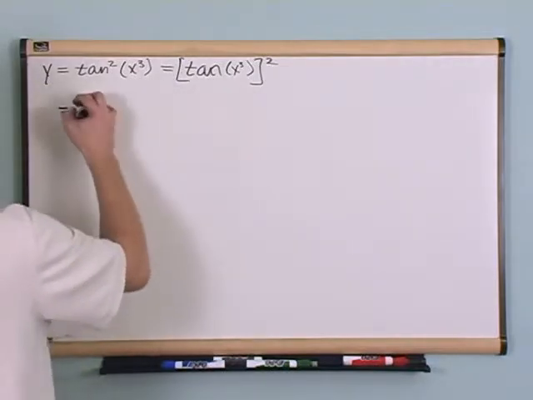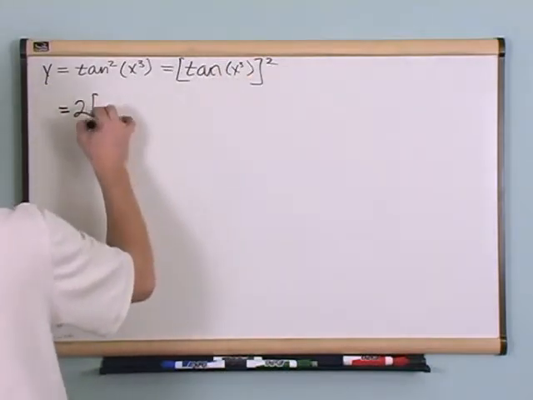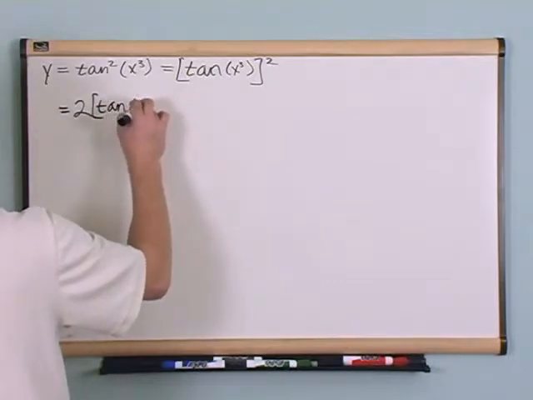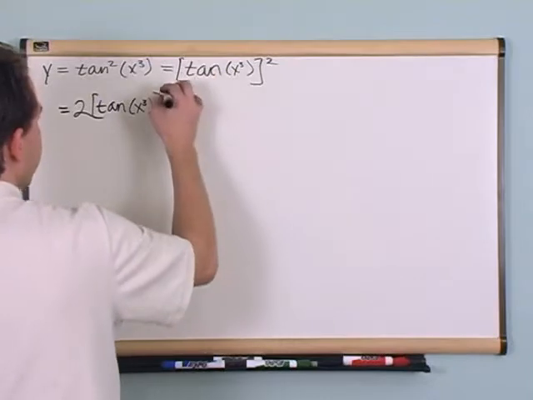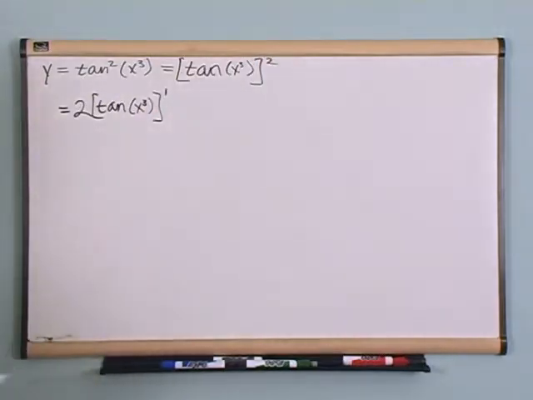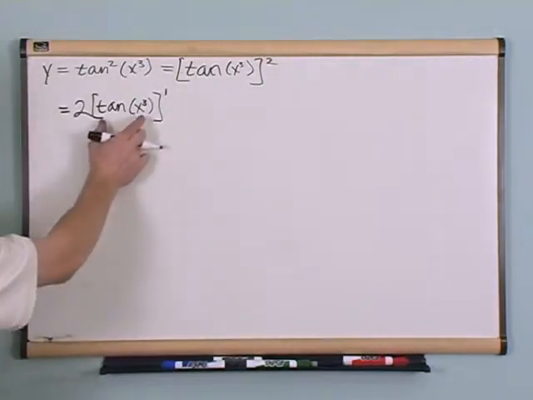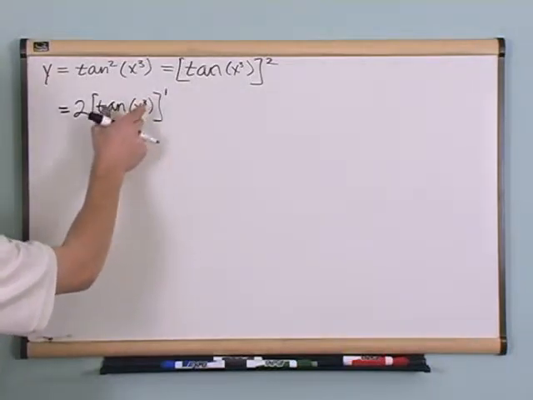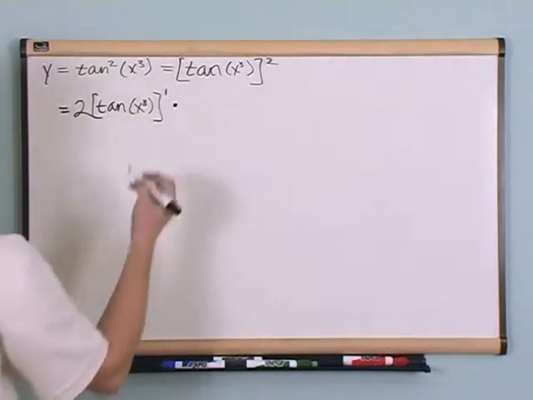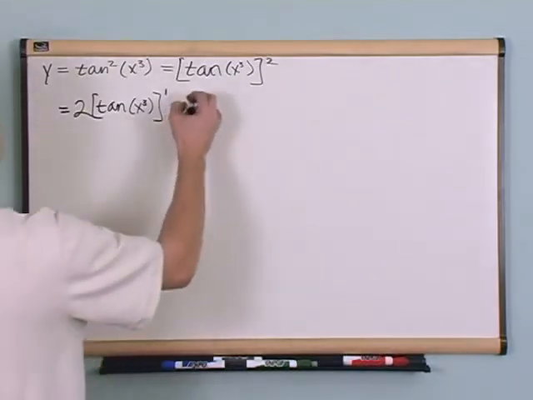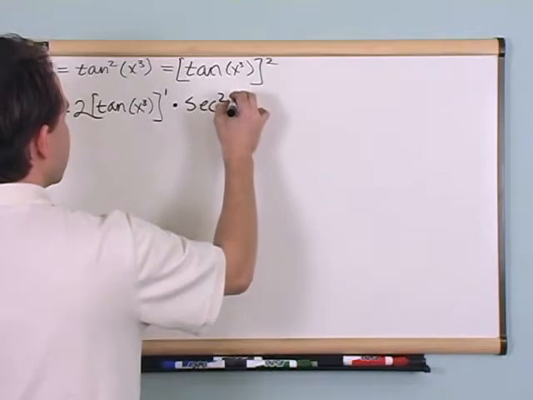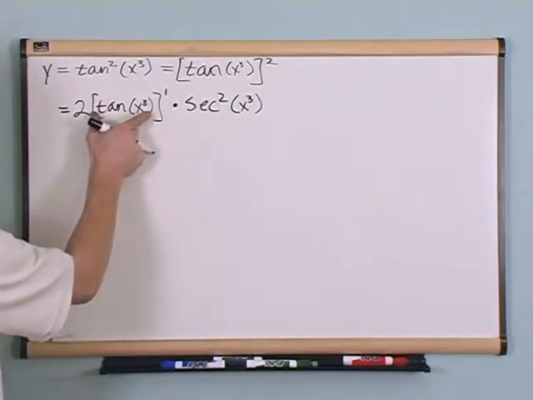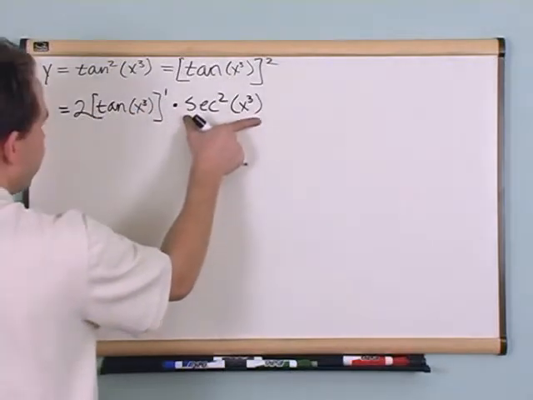Let's take the derivative. The 2 comes out of the exponent, and I leave the inside exactly alone. Tangent of x cubed. The exponent up here is going to be a 1, because 2 minus 1 is 1. Now, I've got to take the derivative of the inside. What's the big picture function here? It's tangent. What is the derivative of the tangent function? Secant squared. Again, I'm going to leave the inside alone, because the big picture is tangent. Derivative of tangent, secant squared.